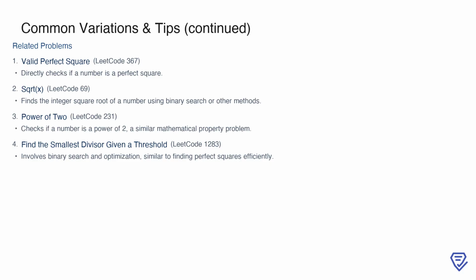Understanding related problems can deepen your grasp of the concepts and techniques involved. The problem of validating a perfect square, which is the focus here, directly checks if a number is a perfect square. Another related problem is sqrt(x) from LeetCode 69, where the goal is to compute the integer square root of a number using methods like binary search. Problems like power of 2 from LeetCode 231 also explore mathematical properties, though in this case, determining if a number is a power of 2. Lastly, find the smallest divisor given a threshold from LeetCode 1283 is another example that involves binary search and optimization techniques, similar to what we use for efficiently checking perfect squares.